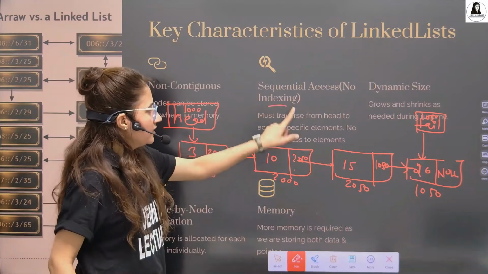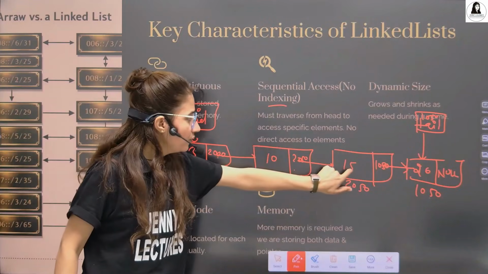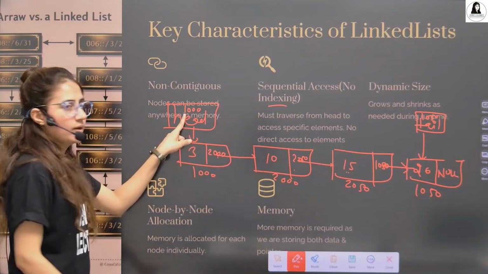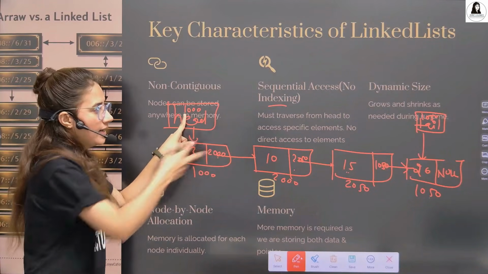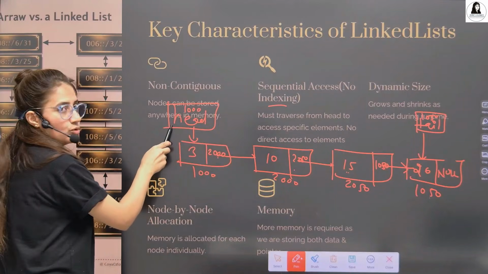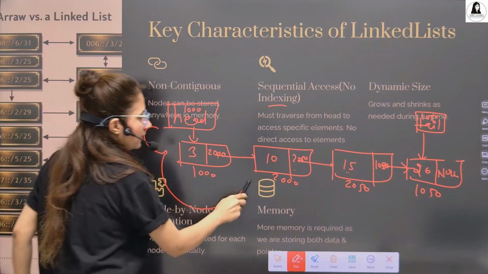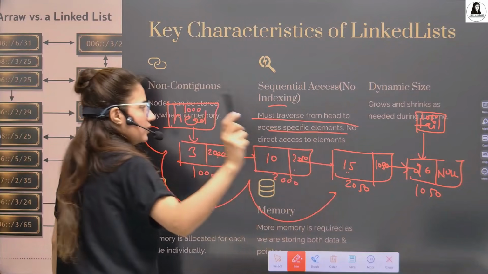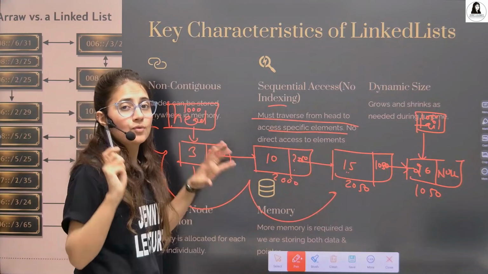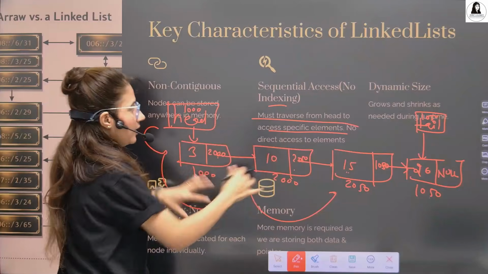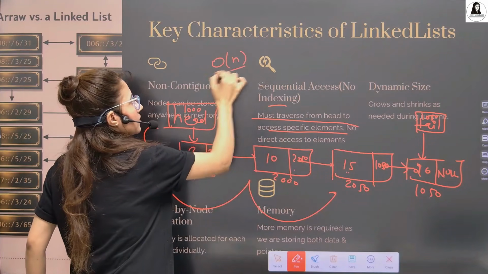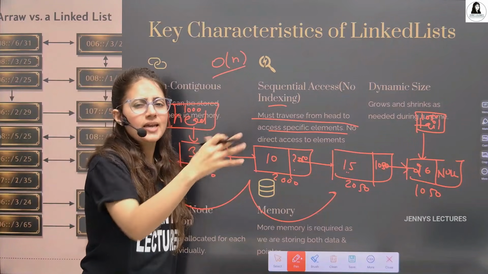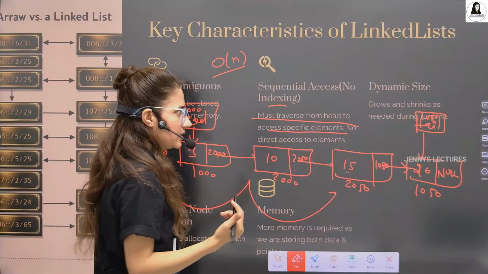So no direct access is there, no indexing is there. If you want to access 15, you have to go through head first, because we know head and tail only. So we have to go through head. First access this, then this. So you must traverse from head to access specific elements, no direct access. So traversing or accessing any element here takes order of n. But in an array it takes order of 1, and in an array list.